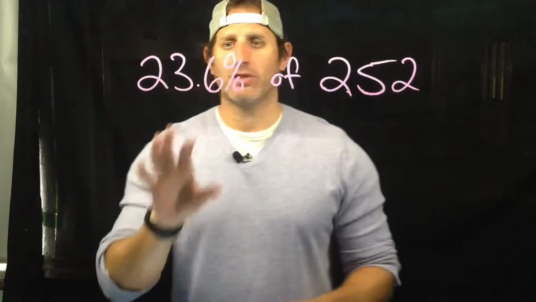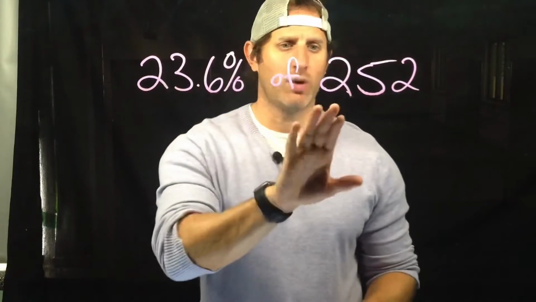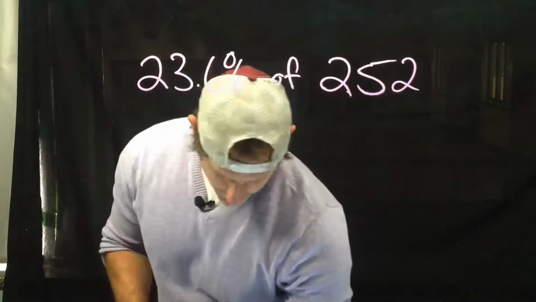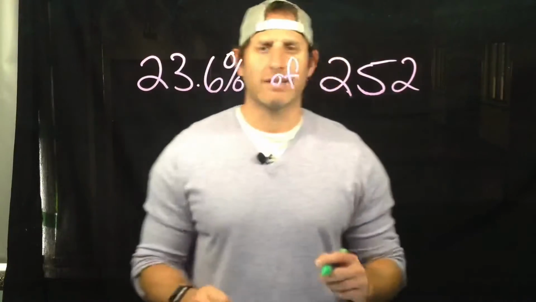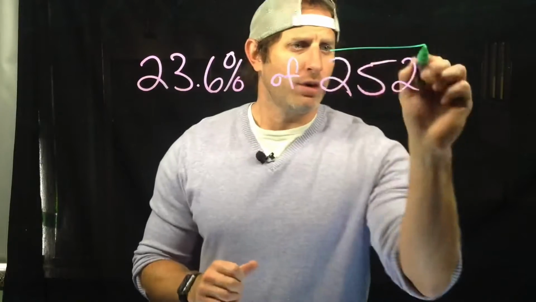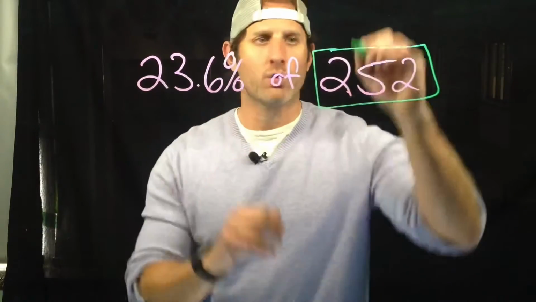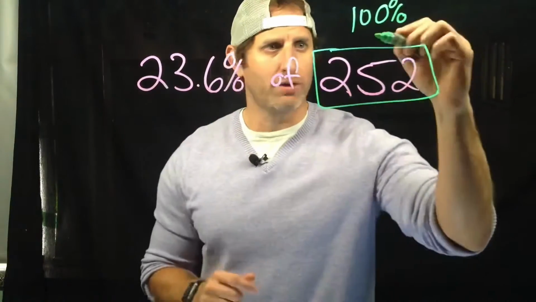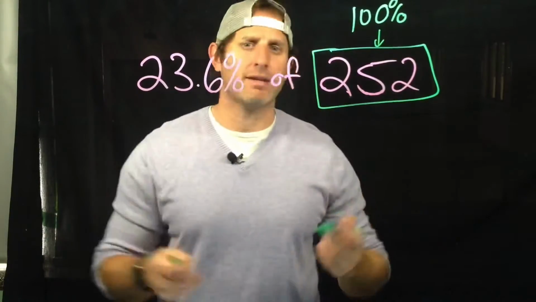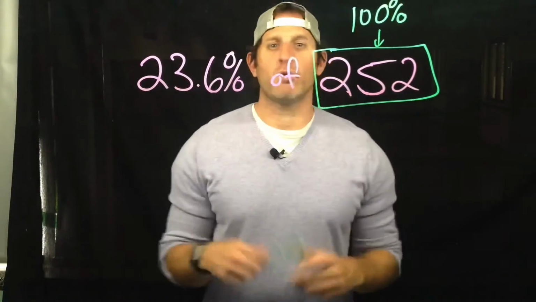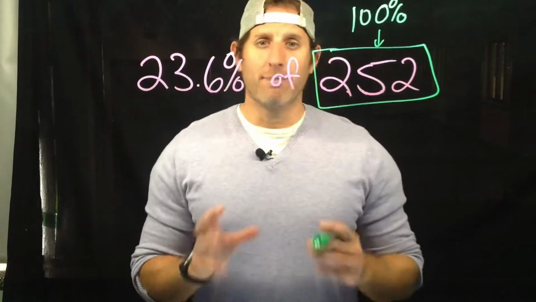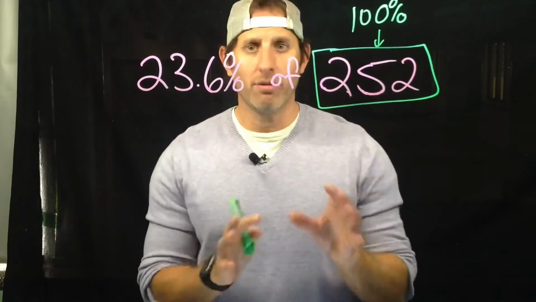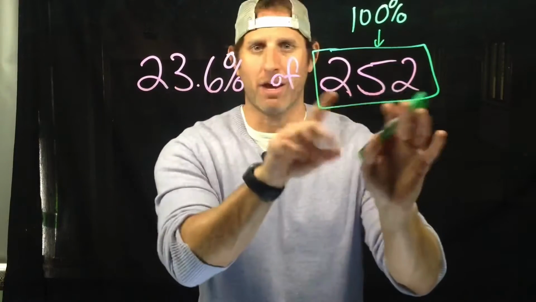What we have here is 23.6% of 252. That's what we're trying to find today. And let's put this in terms of things that we can understand. Let's pretend that, first of all, this 252 is 100% of my total. So the total is 100%. That's what it's equal to. And if that doesn't make sense, let's put it in terms of this. Let's pretend you have a paycheck and you're looking at the amount of money that is going to be put into your bank. 100% of the money put into your bank from your paycheck is this amount of money.